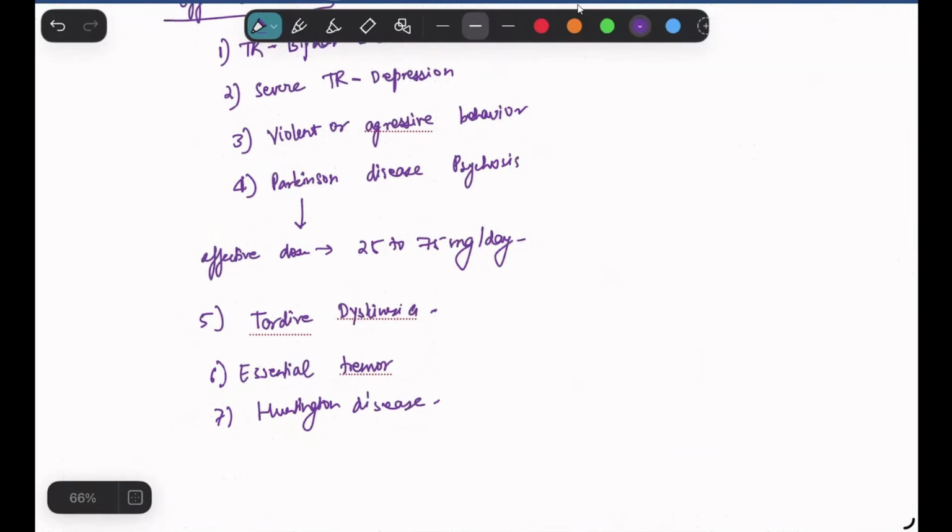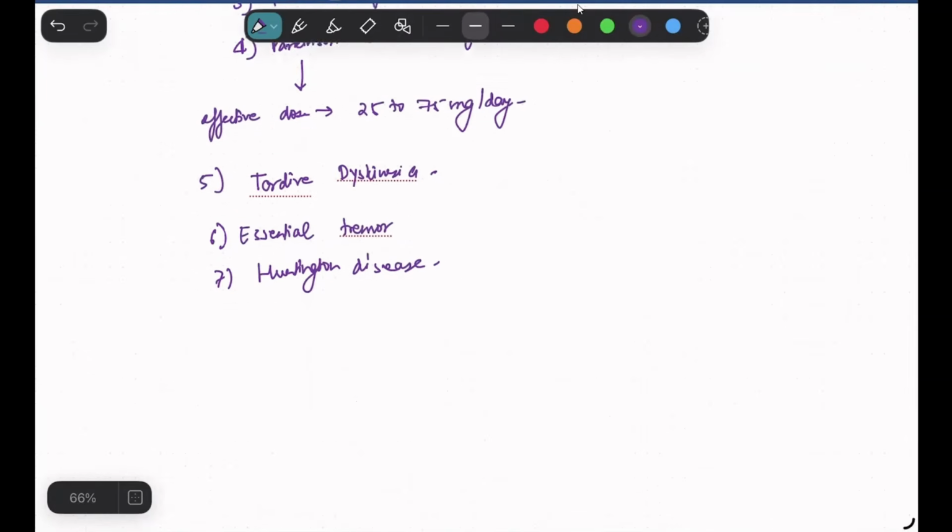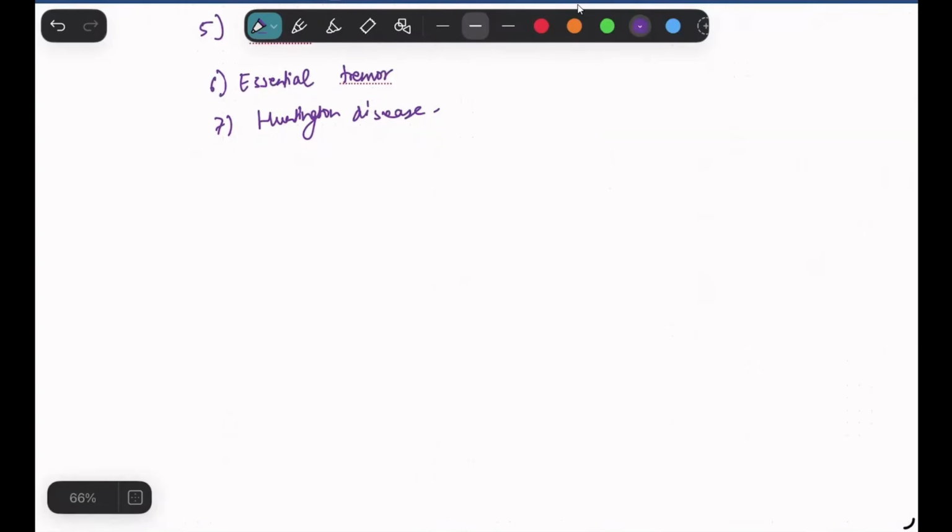So there are a total of seven off-label uses. First is TRBD. Second is treatment-resistant depression. Third is violent or aggressive behavior. Fourth is Parkinson disease psychosis. Fifth is tardive dyskinesia. Sixth is essential tremor. And seventh is Huntington disease. So this is revised. Two FDA indications are there: first is treatment-resistant schizophrenia, and second is recurrent suicidal ideation in schizophrenia spectrum disorder.